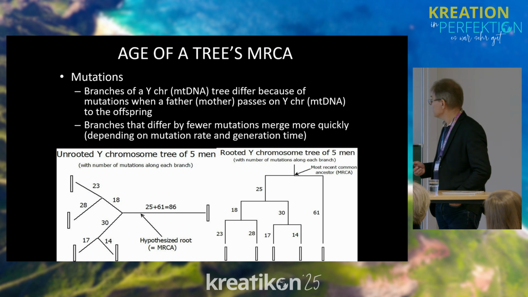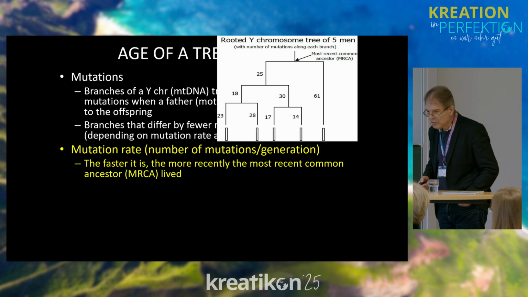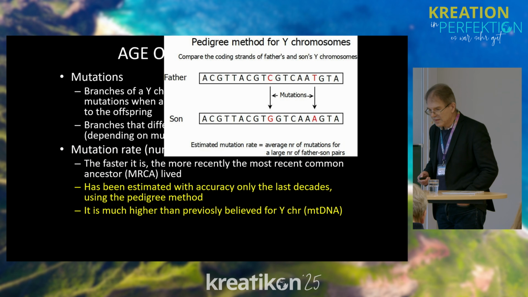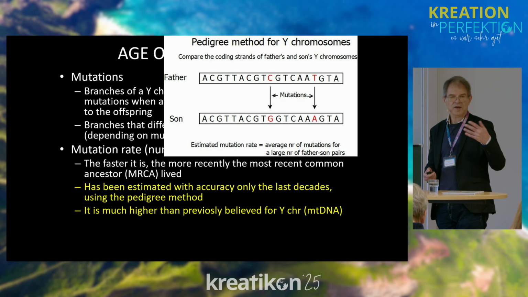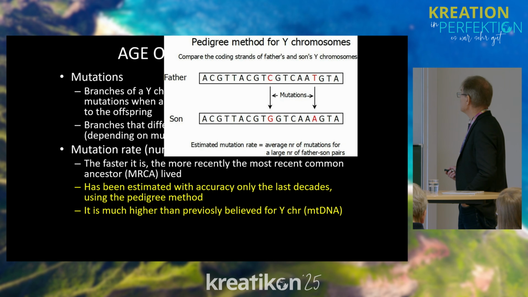But we need to know when this founder lived. Then we need to know the mutation rate, which is the number of mutations per generation. The faster it is, the more recently the most recent common ancestor lived. It's only in the last couple of decades that mutation rates have been estimated with accuracy using so-called pedigree methods. Pedigree methods basically compare, in this case, the Y chromosome between father and son, and count the number of differences.